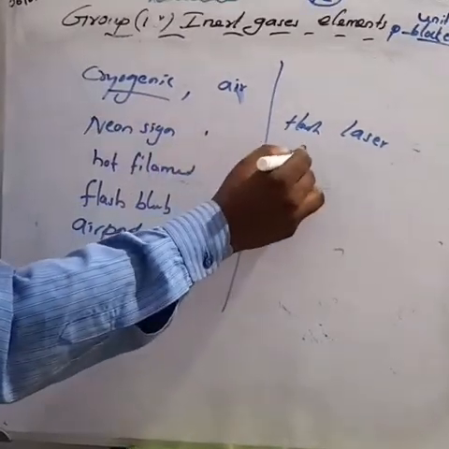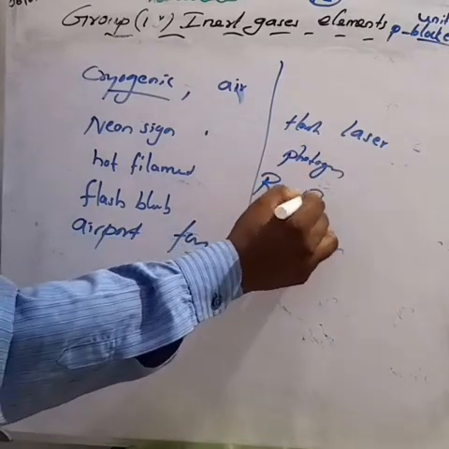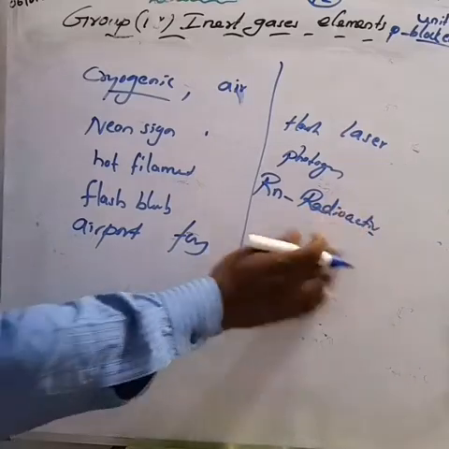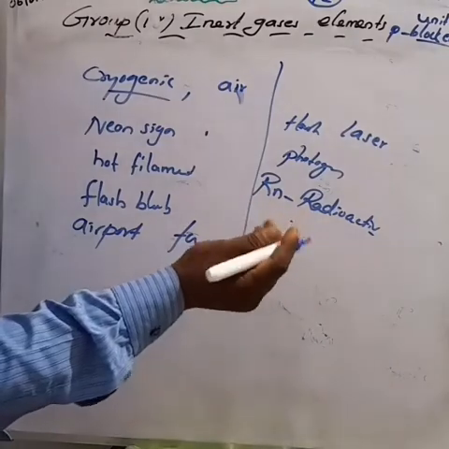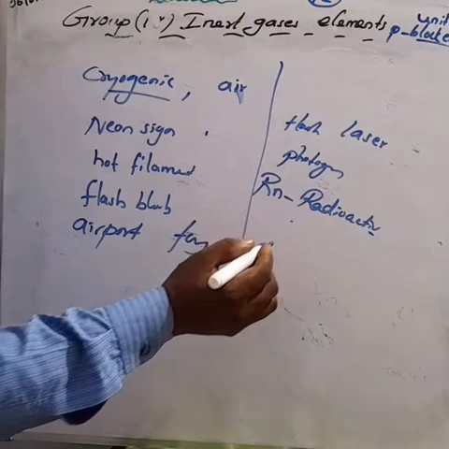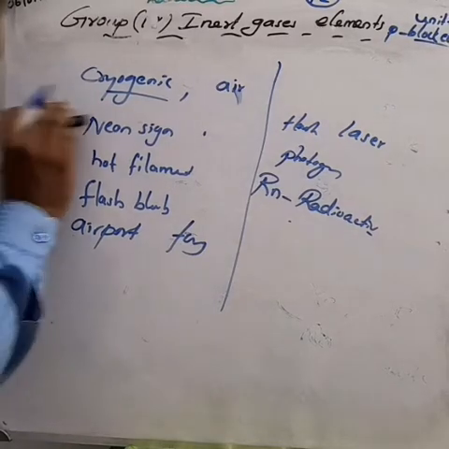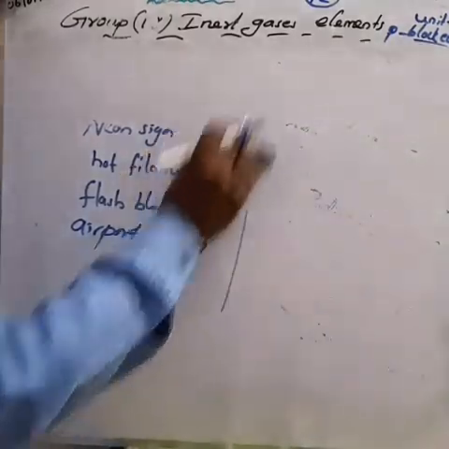About radon: radon is radioactive and is used as a source of gamma rays. Radon gas is sealed in a small capsule and used in medicine to destroy malignant cancer growth in the body. There are some uses, so try to read this one.